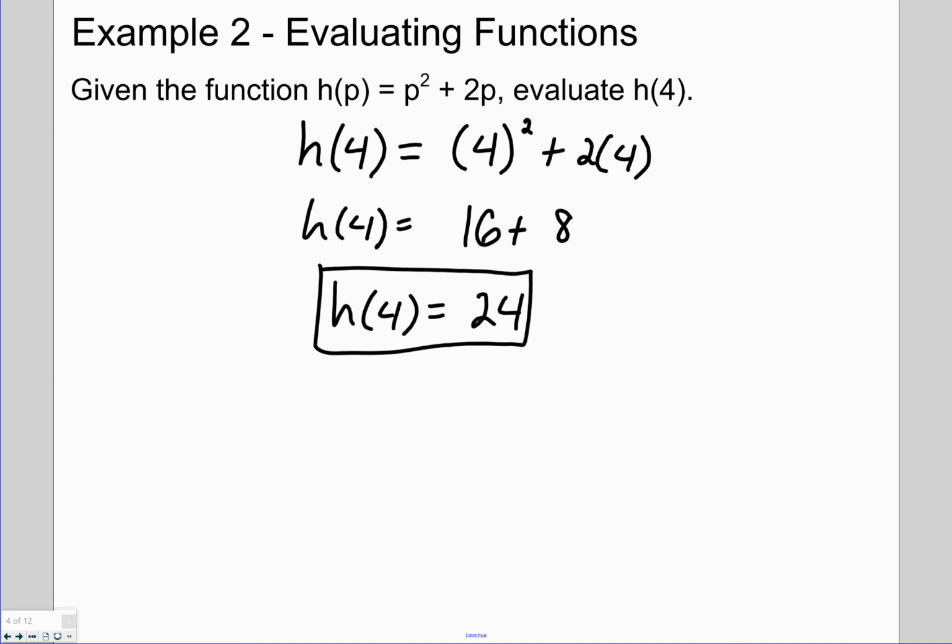Now I'm going to be a stickler for this. The answer is h of 4 equals 24, the whole thing that I boxed. So if you try to just get away with writing the number, I'm going to ask you to write the full notation. I'll make that clear. I boxed the whole thing, write the entire notation. Are there any questions about tables and functions and evaluating functions?